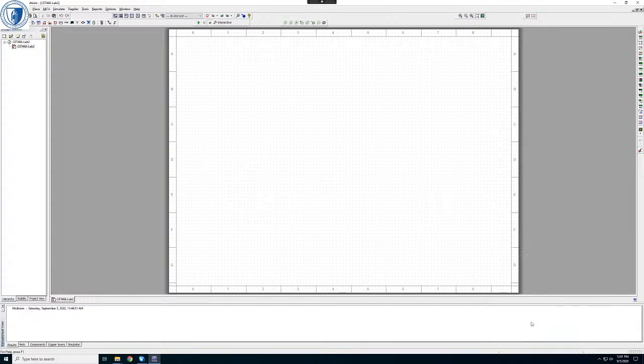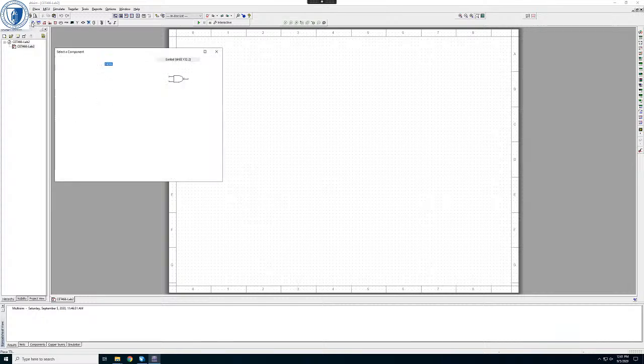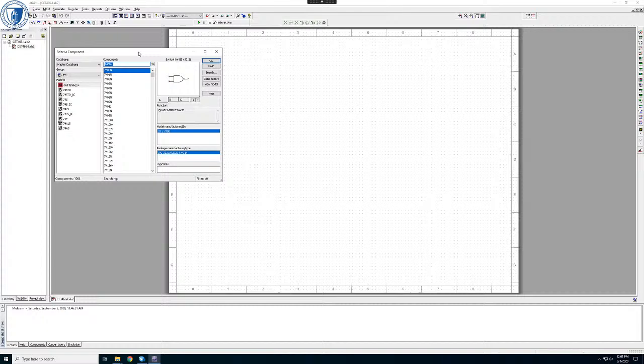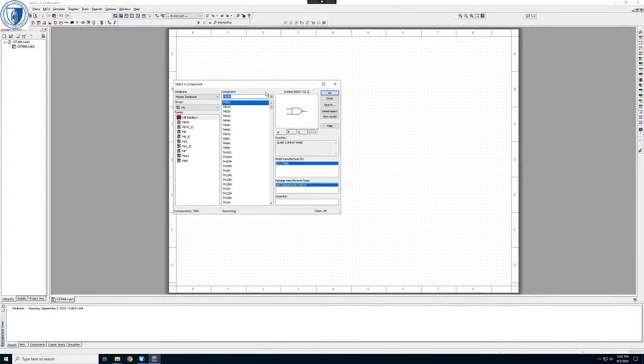There we go. Right, so now what we need to do is place TTL, right? And then what you do is you select a component, and we want, what did we say it was? It was an 08, is that right? Right, there's a J and there's an N. I can't see a lot of difference. They're both quad 2 input.